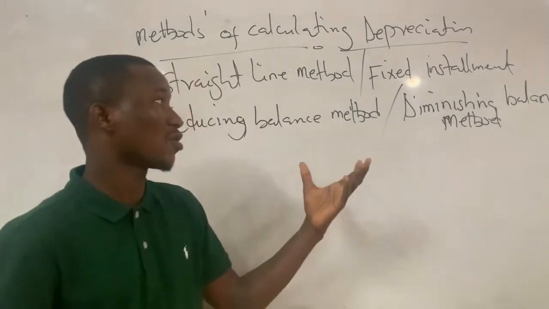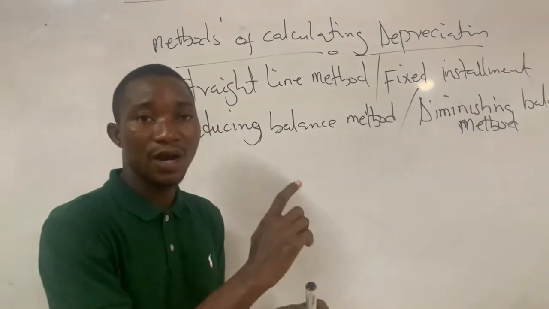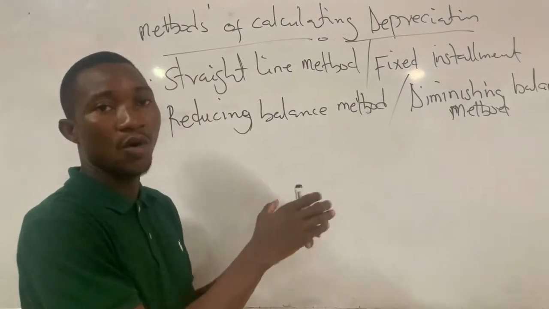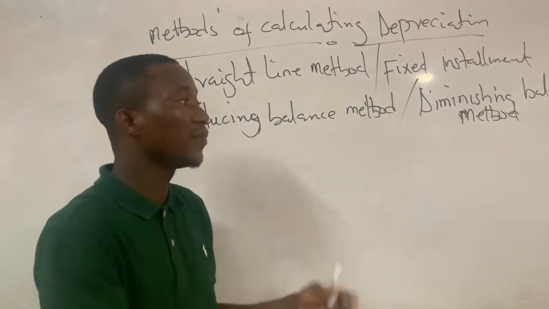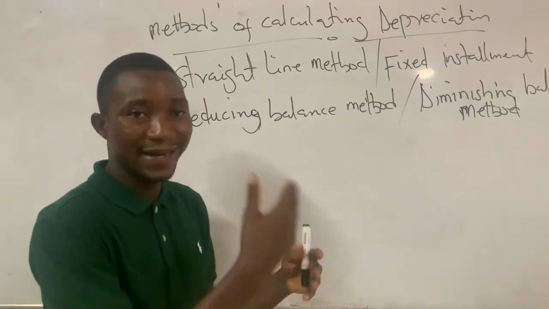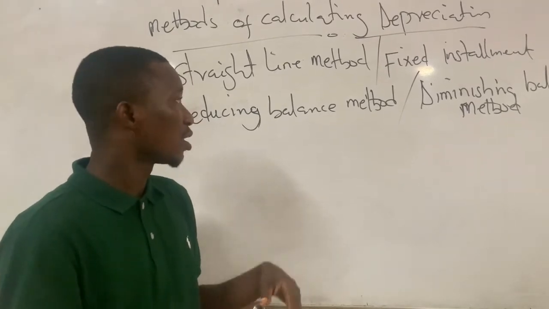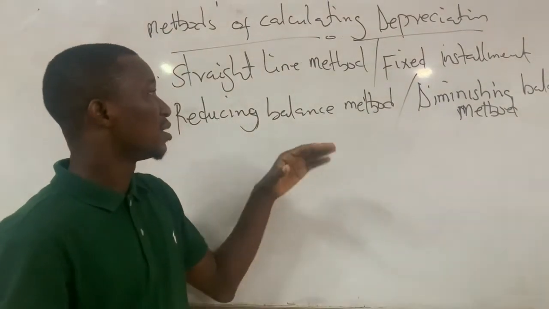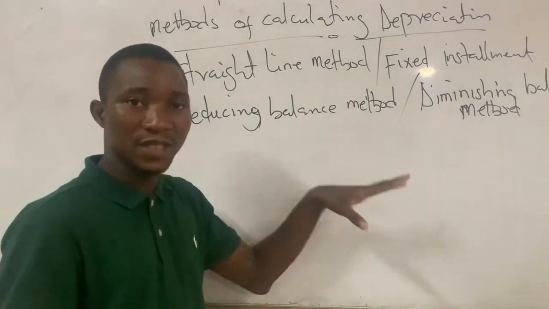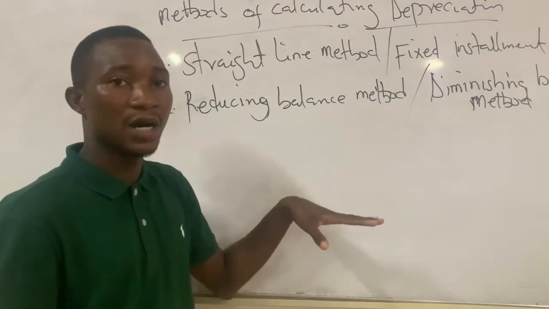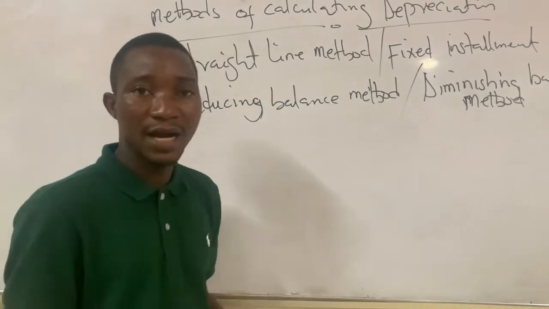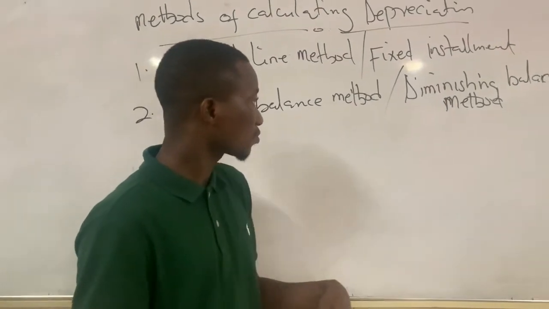So under this method, what I'm saying is that for the first year, we calculate the depreciation on the cost of the assets. After that, in subsequent years, we begin to calculate the depreciation on the net book value. Under this method, the depreciation keeps diminishing, it keeps reducing, as well as the cost also keeps reducing as the years keep moving. Is that okay?